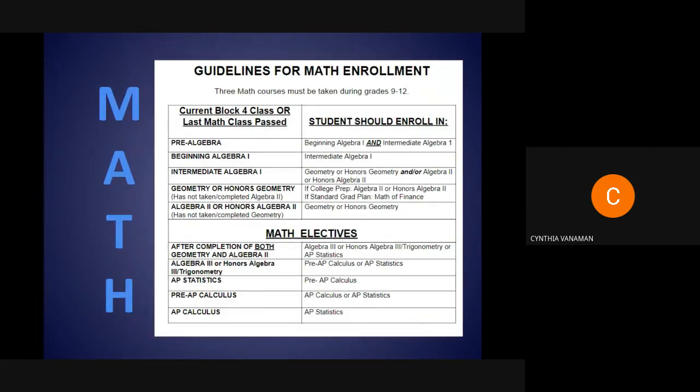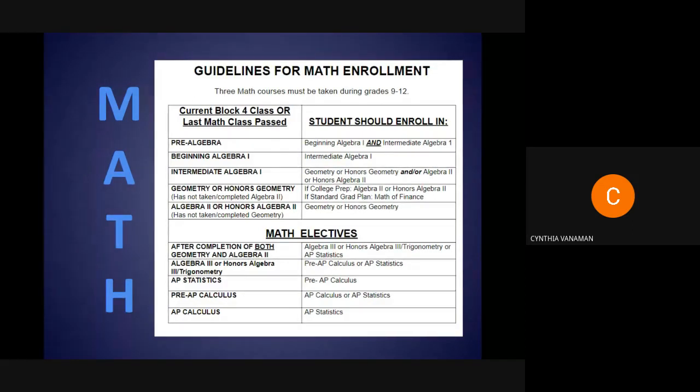This is a guideline for your math enrollment. So if you are in pre-algebra right now at the high school, your Algebra 1 will take up two lines of that pre-enrollment form, because you will take beginning Algebra 1 and intermediate Algebra 1.